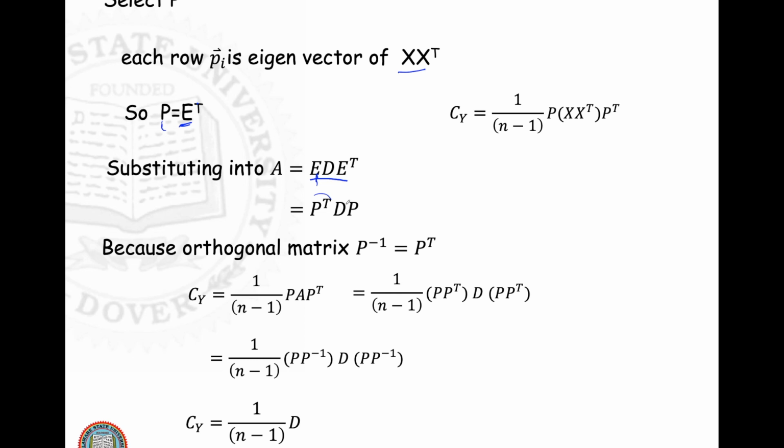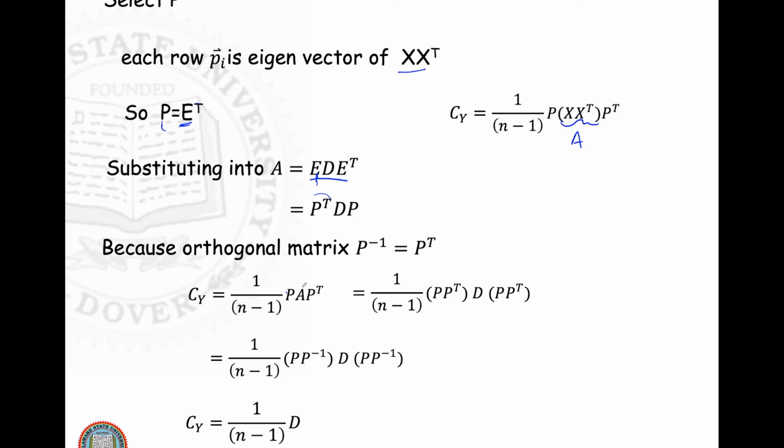Our covariance matrix of Y is just P X X transpose P transpose, right? That's what we started out with, because we did the substitution of Y equals PX. We grouped together the X's, and we called this expression A. So we start out with a covariance matrix as P A P transpose.